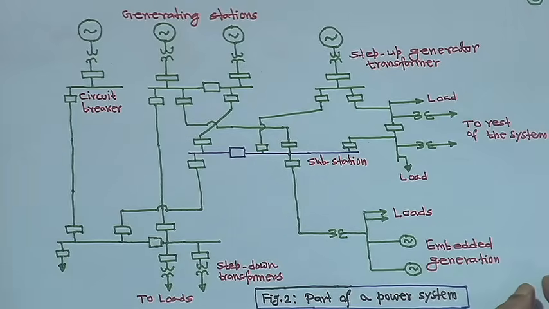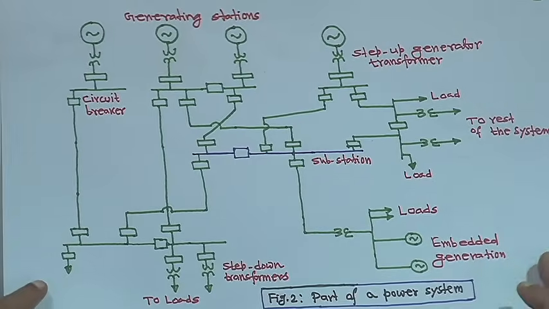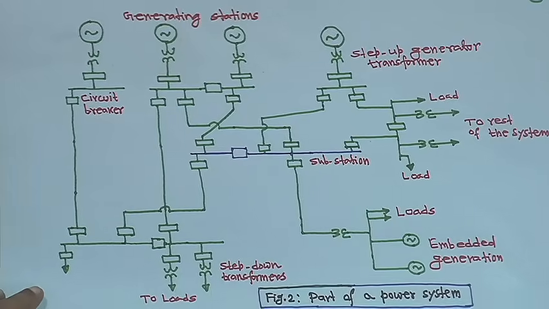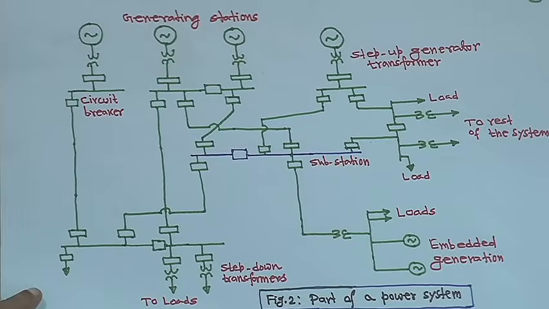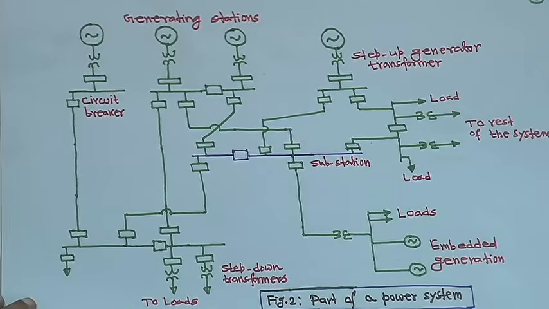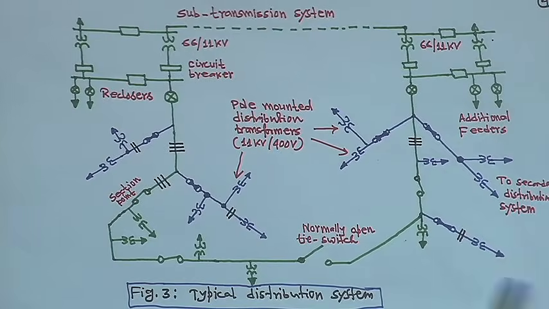This is the simplest way, but in a power network you have so many generators and so many transmission lines, right. We will see how to solve all these things when we come to power flow or load flow studies, right. So this is the schematic diagram of part of a power system. Next, from the sub transmission system, this is a typical distribution system, right.